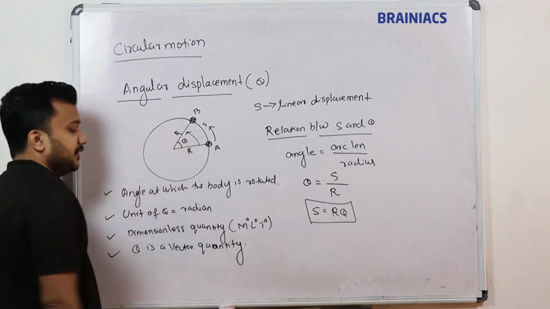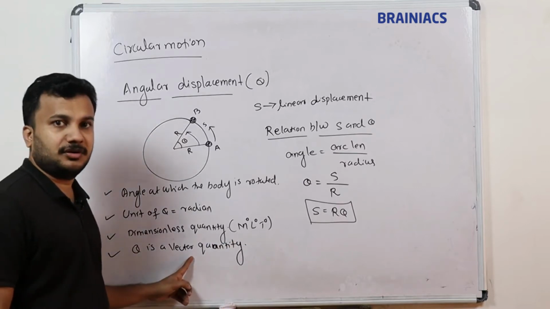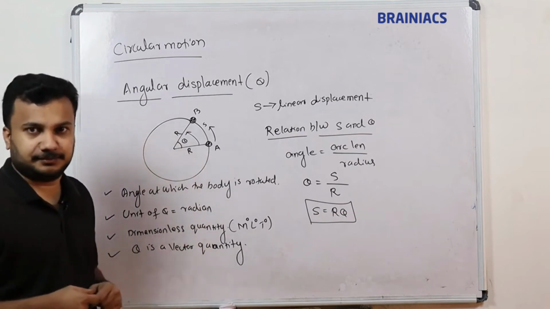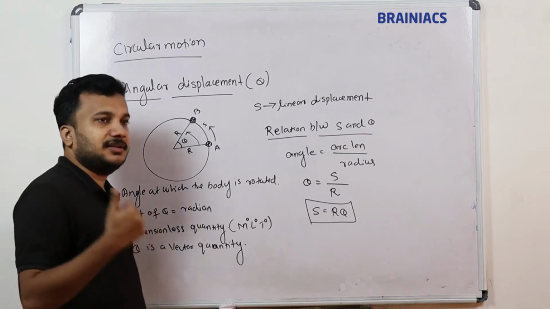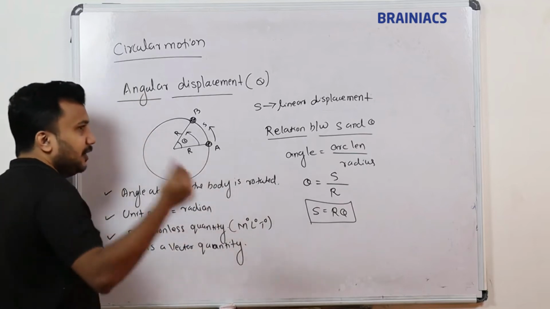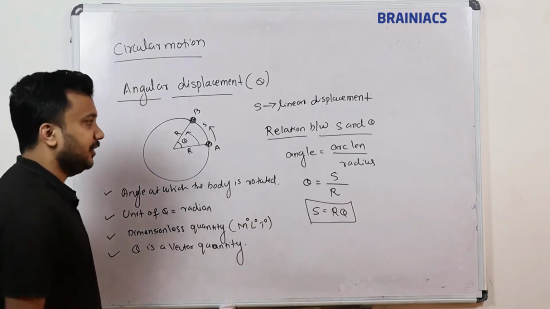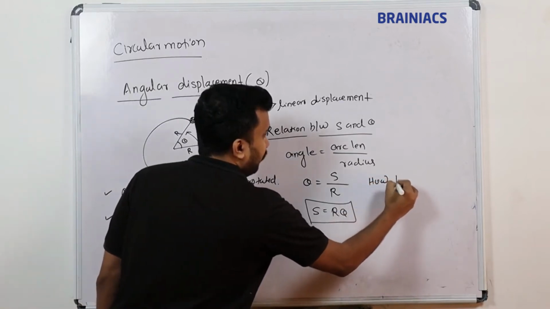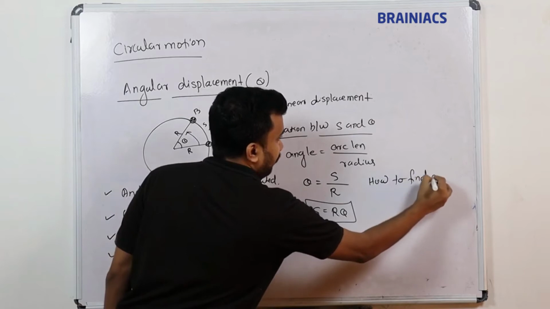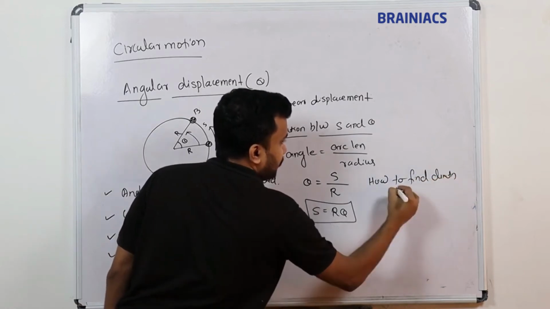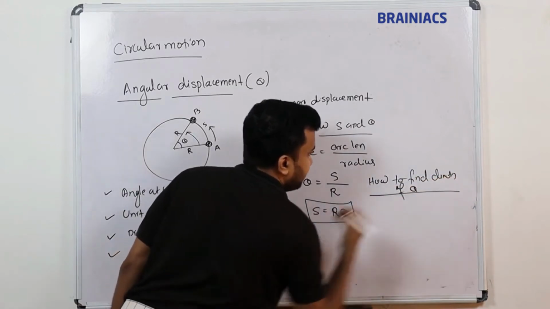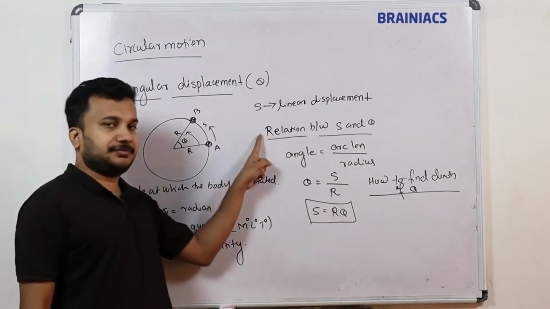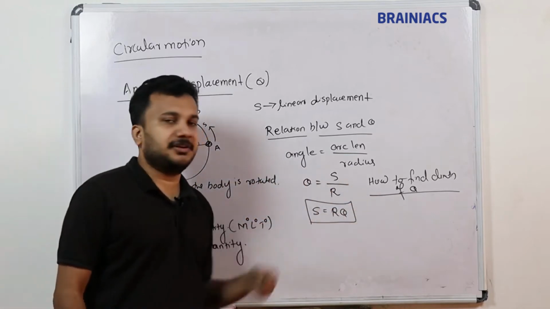Of course, if I have specified the word vector, you could ask what is the direction of theta. The direction of theta is always along the axis. I'll tell you how to find the direction of theta. That is the next topic. Next is a subheading: how to find the direction of theta. This is our next subheading. So angular displacement is the first subheading and this is the second subheading.